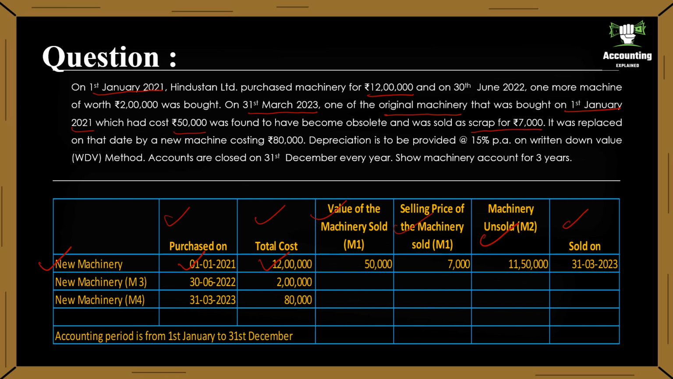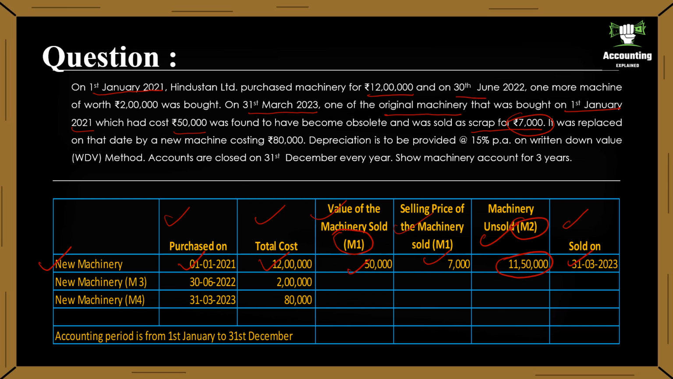So the value of the machinery sold, which I have named M1, is 50,000. Selling price of the machinery sold, M1, is 7,000. See here, sold as a scrap, so 7,000. Now machinery unsold is 11,50,000. I have named that as M2. This machinery was sold on 31st March 2023.